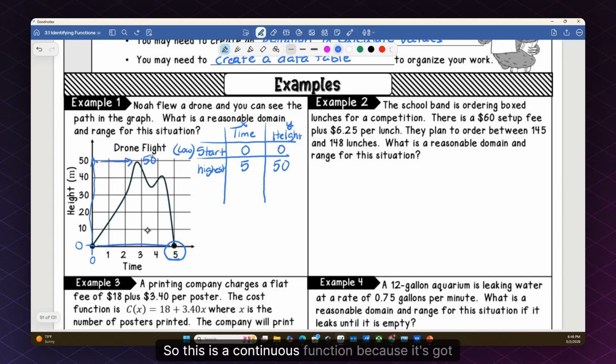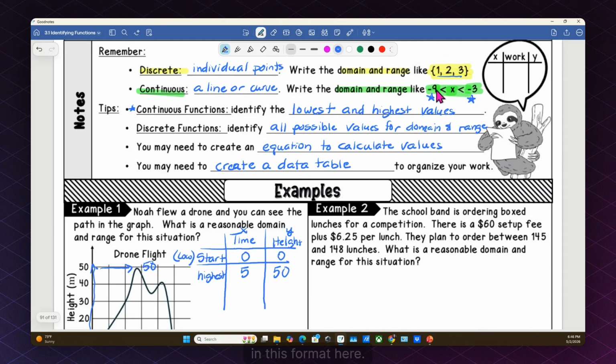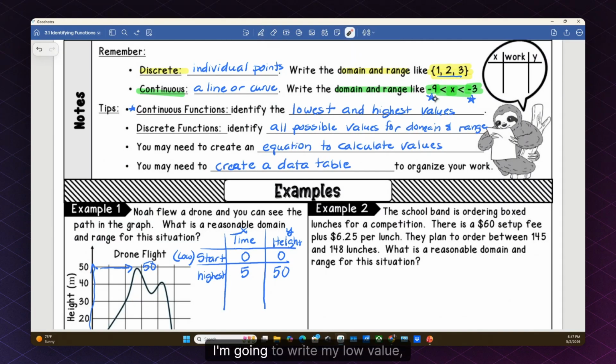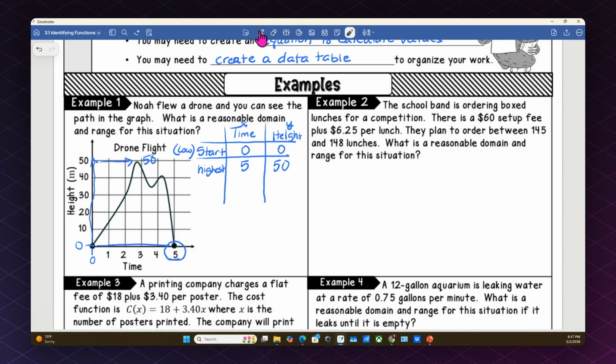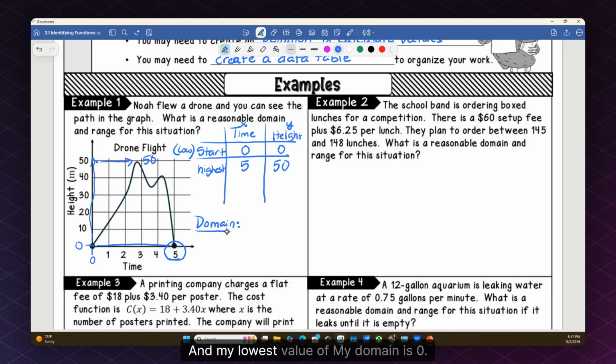So this is a continuous function because it's got a curve. So I know that I'm going to write this in this format here. I'm going to write my low value, my high value. I'm going to put either X or Y in the middle, and then I'm going to put my inequality signs in there. So let's start at the beginning. I've got my domain, and my lowest value of my domain is 0. My highest value of my domain is 5. And my domain is this guy here.